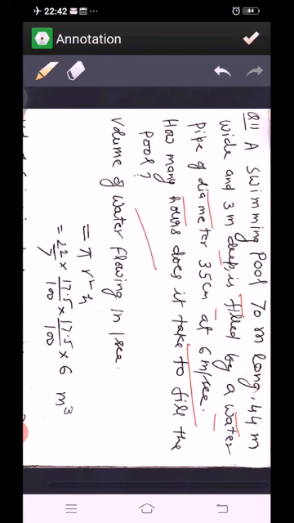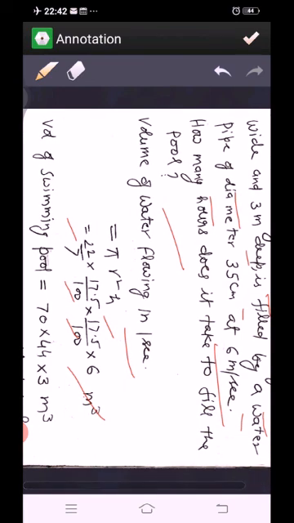So the volume of water flowing in 1 second, that is the volume of water column, pi r square h again. So pi is 22 upon 7, r square is 17.5 upon 100 in meters, that means 17.5 centimeter. 17.5 upon 100 into 17.5 upon 100, and this is already given, 6 meter per second. So we get this much volume of water flowing in 1 second. Then the volume of the swimming pool, that is a cuboid, length into breadth into depth given. So 70 into 44 into 3 will be the volume of the pool.